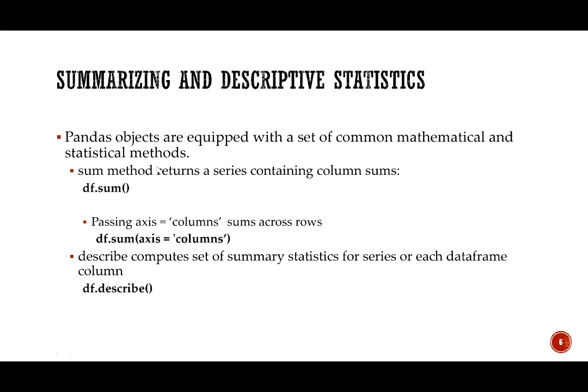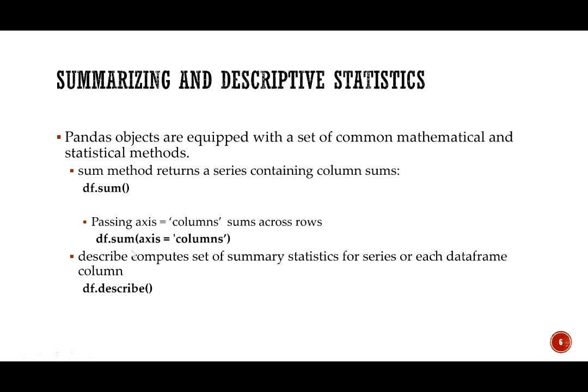Here you can see the sum method. The sum method returns a series containing column sums. So it calculates the summation for each column. We call the data frame, then apply sum. If we pass axis equal to columns, then it sums across rows. Otherwise, it sums across columns.